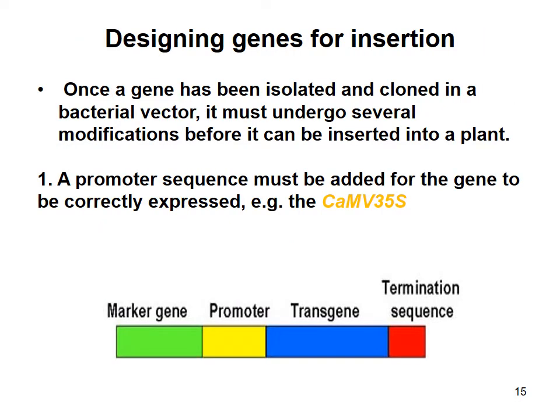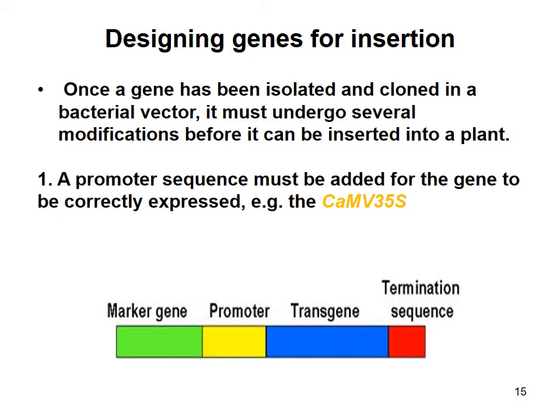Let's take a brief look at designing transgenes. So once a gene has been isolated and cloned into a bacterial vector, such as a plasmid, it has to undergo several modifications before it can be inserted into a plant. Firstly, a promoter sequence must be added for the gene to be correctly expressed, that is, translated into a protein product.